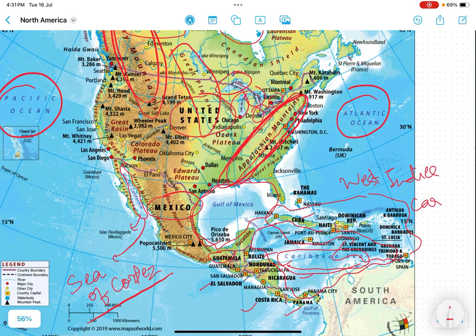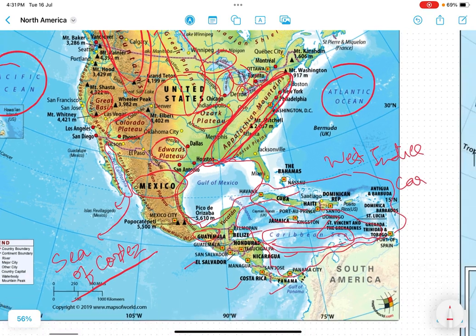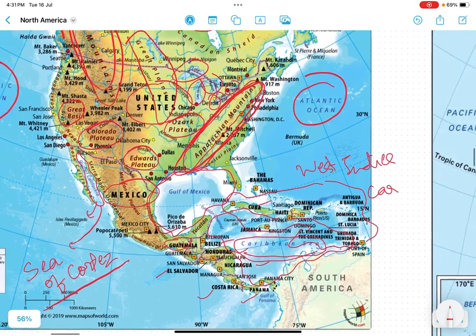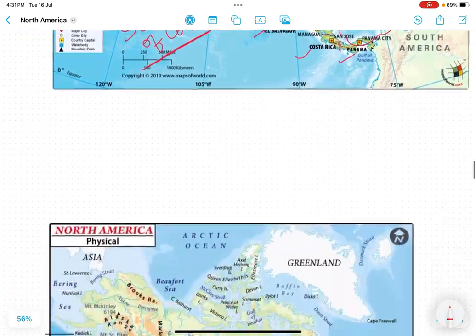Then we have some plateaus in the United States: Edwards Plateau, Ozark Plateau, Colorado Plateau, and the Great Basin Plateau. So let's move quickly to the next map.